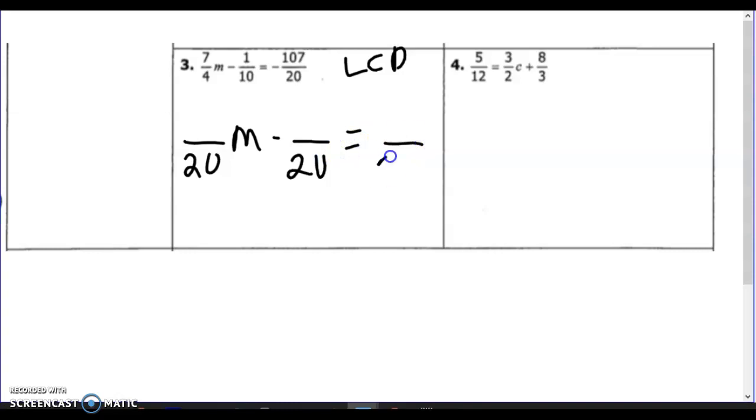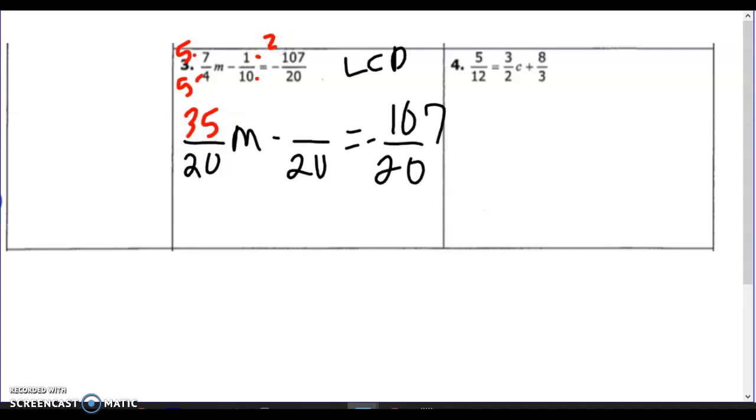Oh, look at this one. We don't even have to change. Woohoo! So that one's going to be negative 107. And so oftentimes people say, what do I do with that negative? I'm just going to move it up to the top because that's going to be easiest for me. So what happened over here, I had 7/4 m. So I'm going to multiply by 5, top and bottom. So that gives me 20 on the bottom. On the top I have 35 m's.